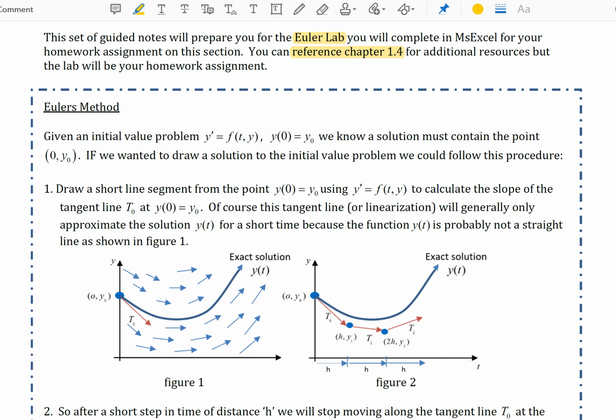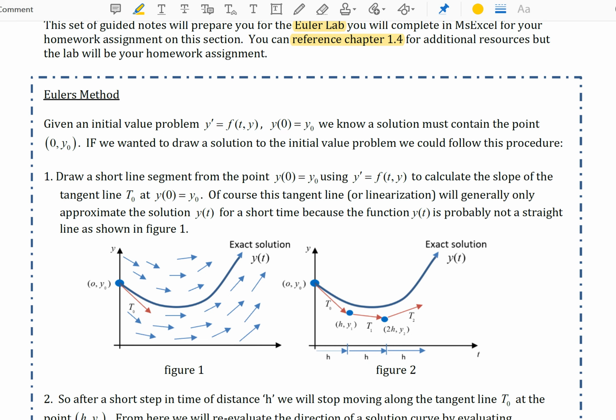Let's begin by looking at Euler's method. Given an initial value problem, y prime equals f of t, y, y of 0 is equal to y naught. We know a solution must pass through the point (0, y naught). This is our initial condition. If we wanted to draw a solution to the initial value problem, we could follow this procedure.